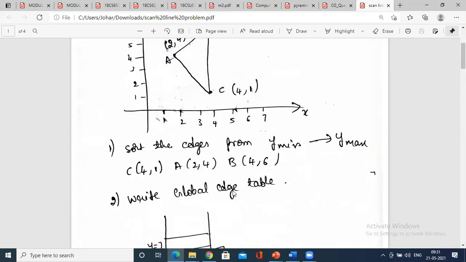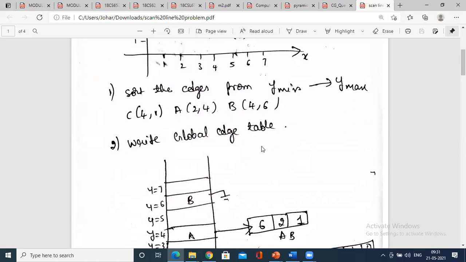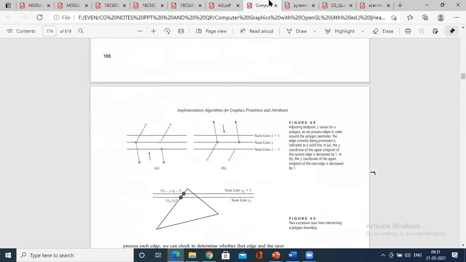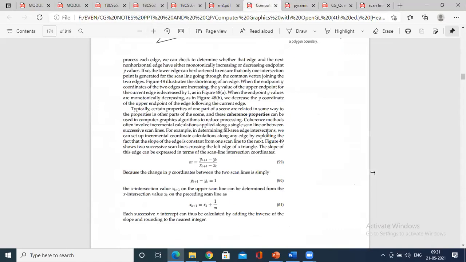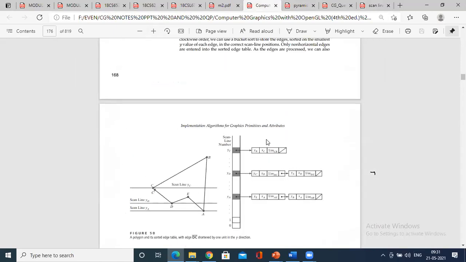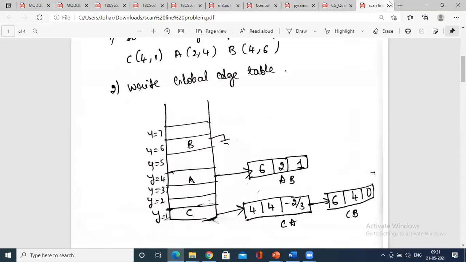The second step, you need to write the global edge table. So how do you write a global edge table? The global edge table is as shown previously. So this is a global edge table, how you have written the global edge table, right? You need to write the same for this problem also.